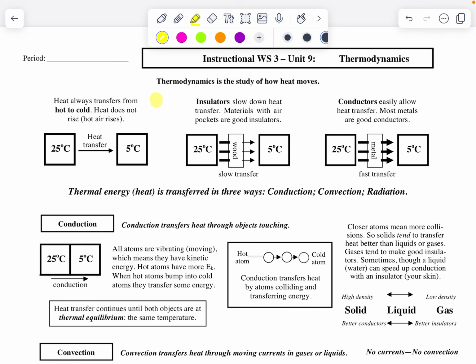So this is instructional worksheet 3 for Unit 9, our thermodynamics, and this is in our energy unit. Thermal. The prefix thermal should remind you of heat. And heat is a form of energy.